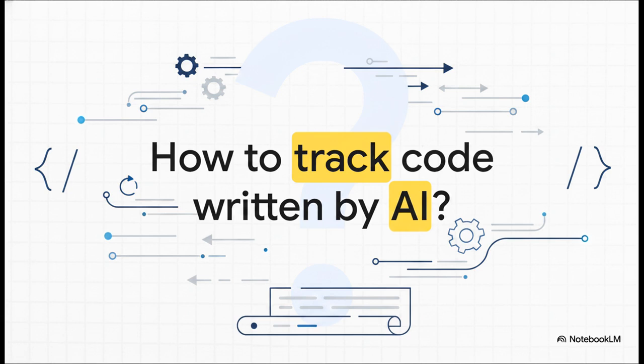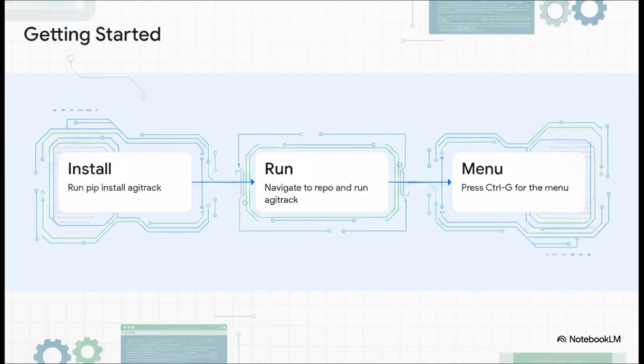The big question is, how do we actually put our AI agents on the record? Well, the creators of aGiTrack solved this in a really smart way by just wrapping around the agents you're already using. The setup is highly practical. It starts with a super basic pip installation. You literally just run pip install aGiTrack. Then you navigate to your repository and type aGiTrack.